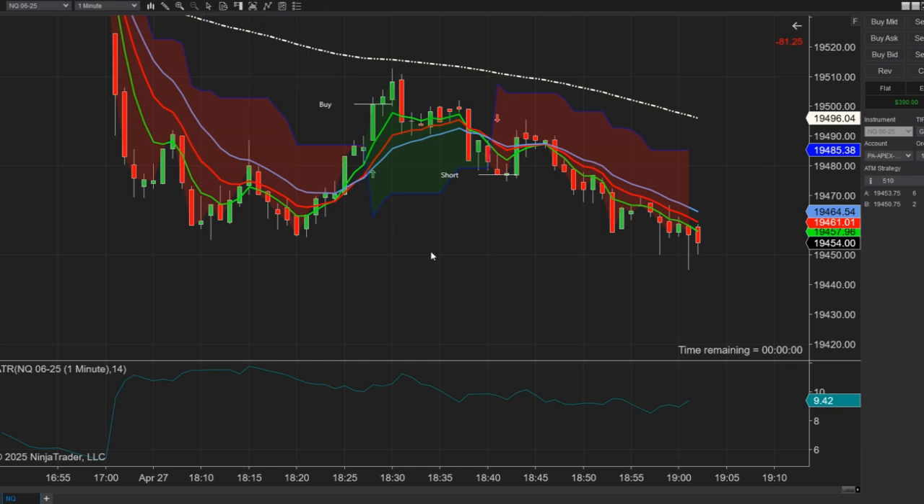Usually I have a background color of red, meaning that the 5 and 14 have crossed to the downside, or green if we've crossed to the upside. And as long as that's red, this is red, and our cloud is red, which normally I would have in here between the 5 and the 14, or 5 and 9, then you can take the trade. And the idea is the perfect entry is the entry at the 14. So I will probably wait for another one for that.